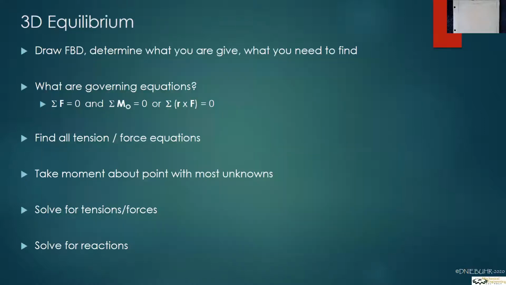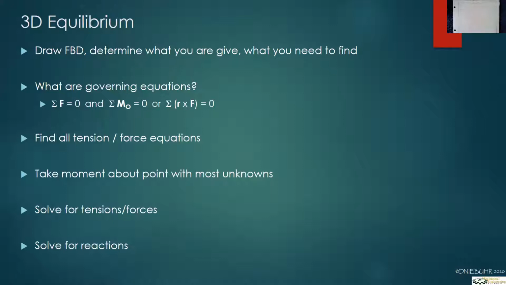So what I want to do now is discuss the process of how you solve these problems. And as I said, they're not really different than 2D. You want to start by drawing your free body diagram. That's always the first thing that you're going to do. And you should determine what you're given and what you need to find. As always, a good habit to get into is writing your given and your find, and then what your governing equations are.